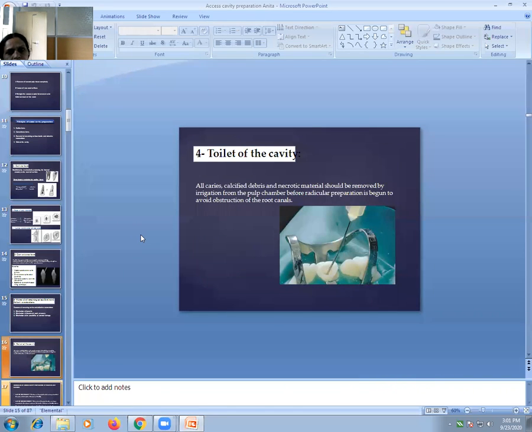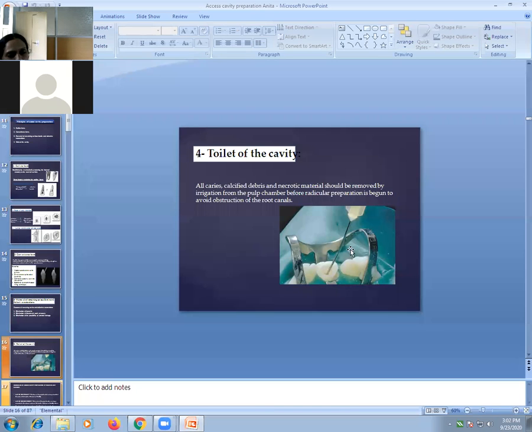Next is toilet of the cavity. See, because of preparation of access cavity, there is debris formation. Because of removal of carious dentin, because of removal of defective restoration, there is debris formation. This debris we have to remove with the help of some irrigant, that is water. Mostly we use water or saline, and this is called toilet of the cavity.